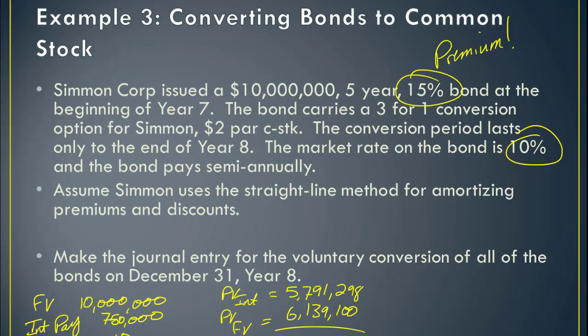So let's see. Each bond gets 3 shares of stock for every 1 bond, and they've got a $2 par. And we haven't talked about par value yet, but it's basically our initial guess at what we thought our stock was worth. We'll talk about it in more detail when we talk about equity. So we're going to put that in a separate account. Anything extra will go into additional paid-in capital. And again, that'll make a lot more sense once we've talked about equity, and hopefully here in a second once we've done it.